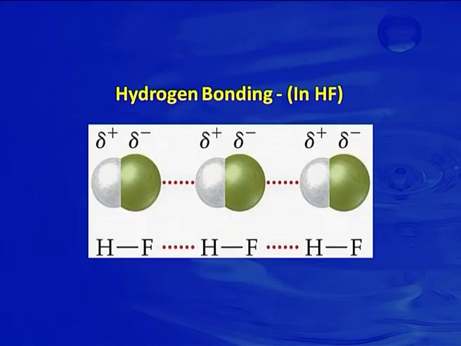Here is the hydrogen bonding in hydrogen fluoride, HF. Here H and F, where H has the partial positive charge and F has the partial negative charge, the bonding in between hydrogen and fluorine is hydrogen bonding. Now, summarizing the intermolecular forces.